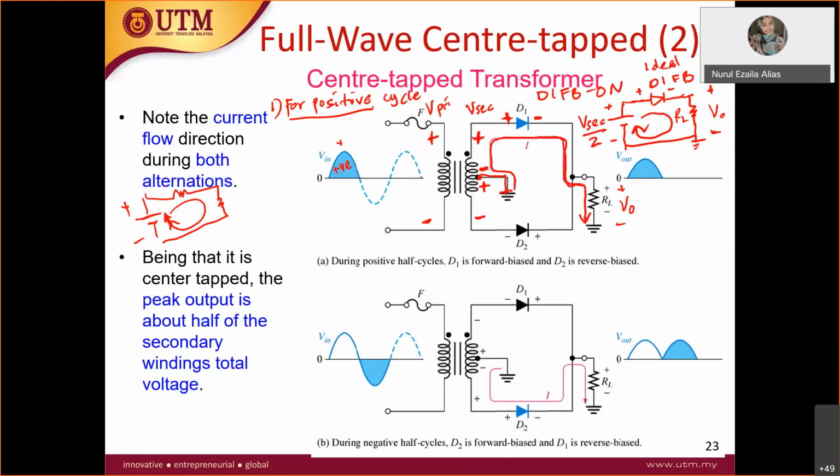So in this particular example, in this positive cycle, you will be able to get the V out value here, because the diode is forward bias and you are able to get your V out. So this is the case of forward bias.